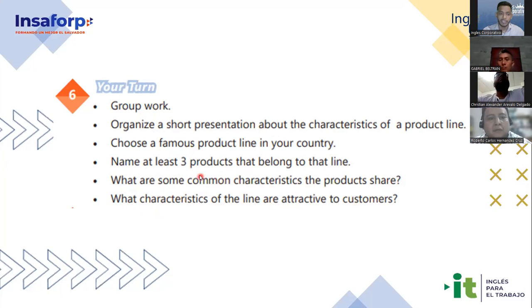Guys, let me repeat. The activity is going to be in groups, okay? Three or four people. You are going to organize a short presentation about the characteristics of a product line. Then you're going to choose a famous product line in your country, okay? La Cascada is one of them. It's very, very famous in the country. After that, we're going to name at least three products that belong to that product line from El Salvador. Okay, and then we're going to answer these two questions about the product line from El Salvador.